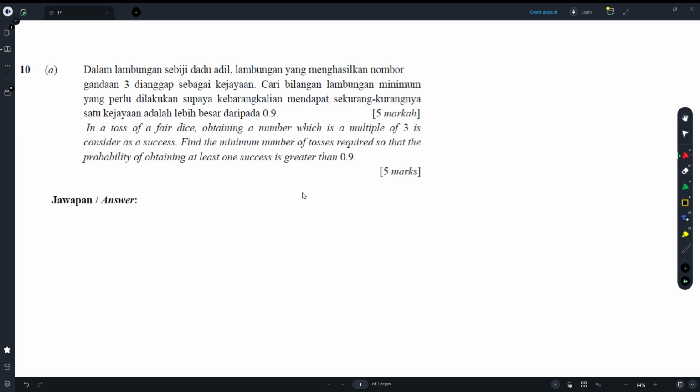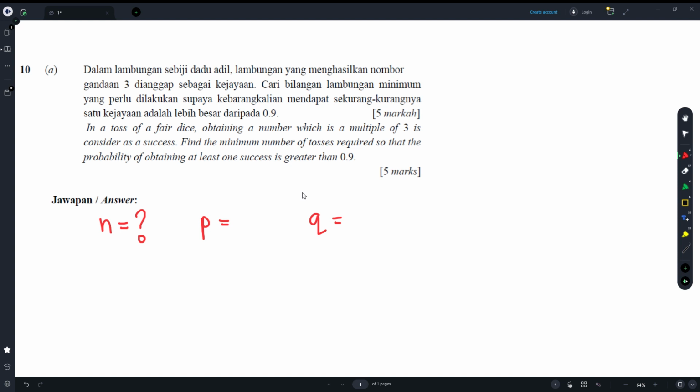When we do a binomial distribution question, there are three important pieces of information needed, which are N, P, and Q. N is the number of trials, in this case the number of tosses, P is the probability of success, and Q is the probability of failure. If we know our P value, we can automatically compute our Q value by doing 1 minus P. In this question n is not given and we have to find the value of n. That is our task.